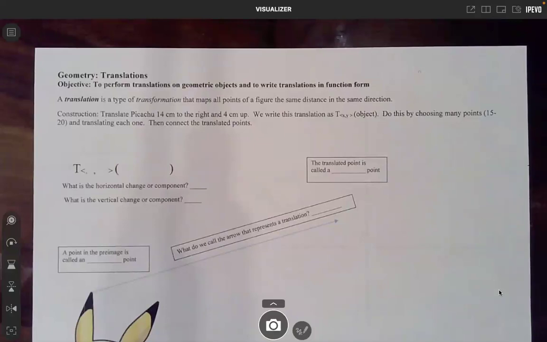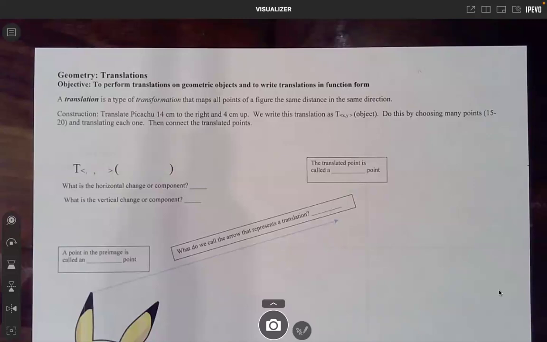So everybody should have the handout. It's in your file. And our objective today is to perform what we call a translation on a geometric object and to write translations in function forms. So remember, we're looking at transformations. Transformations are just functions on geometric objects. We're going to look at translations, reflections, rotations, and dilations. So today's our first one.